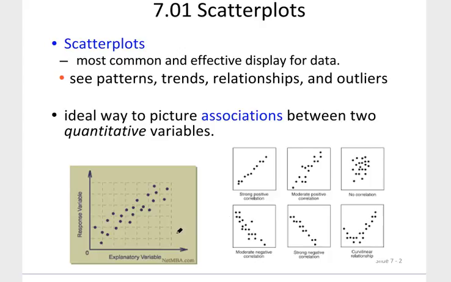A scatter plot is used to show an association. So that's the key word you're going to be hearing a lot, association, between quantitative variables. So this is not for categorical variables, it's only for quantitative variables.